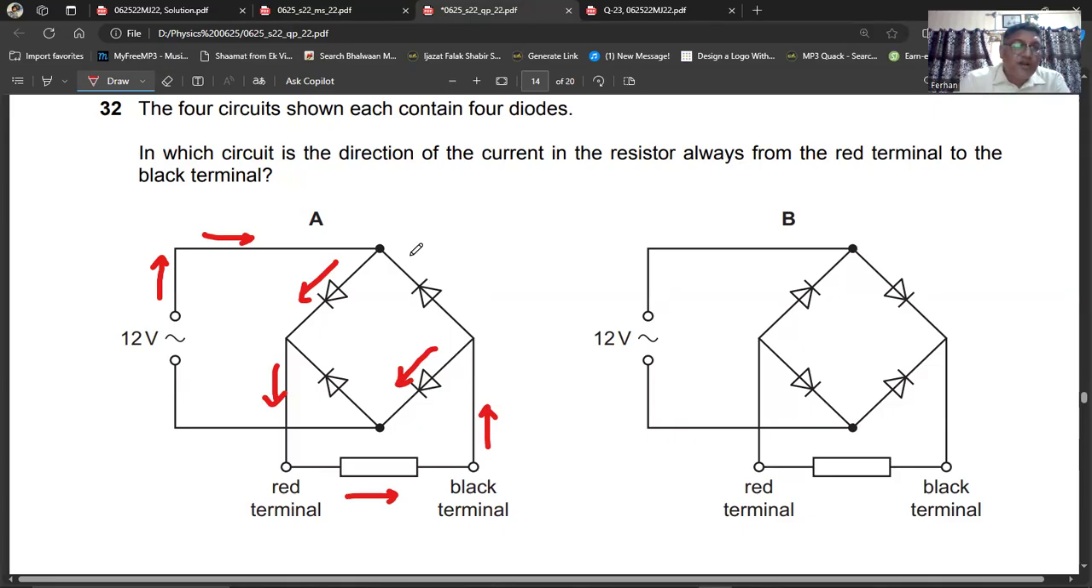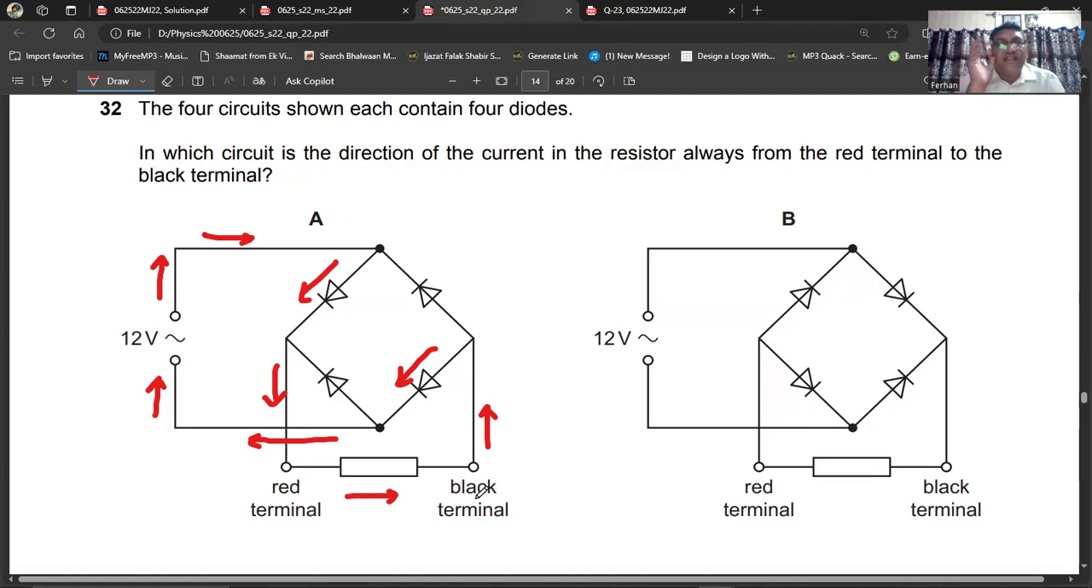It cannot go in this path because here the voltage is higher. Current always goes from high voltage to low, so from here, the current will go back. Okay. Now you see, when the current flows in this way, in this resistor, the current is flowing from the red terminal to the black terminal.